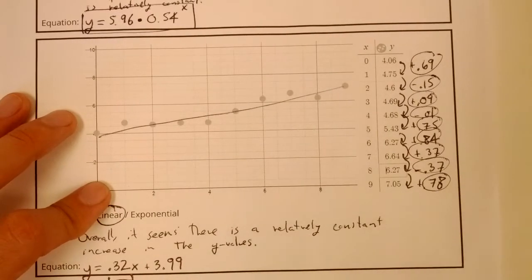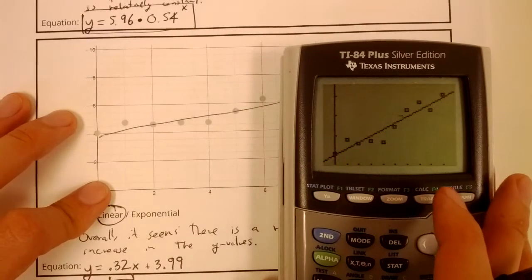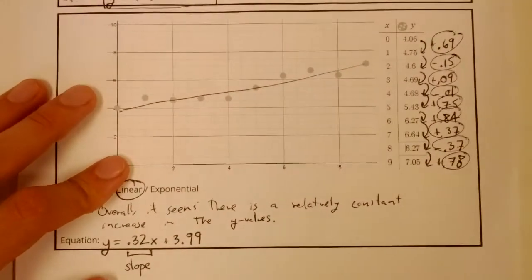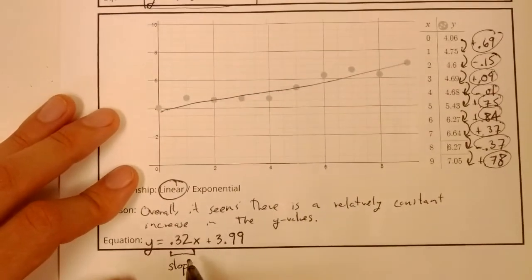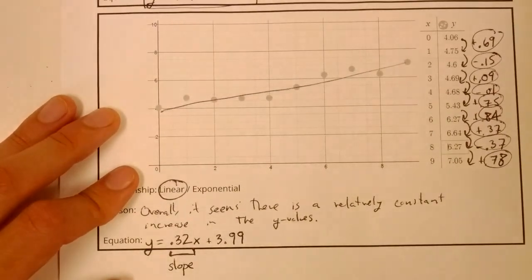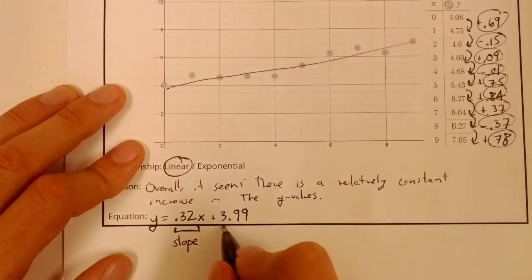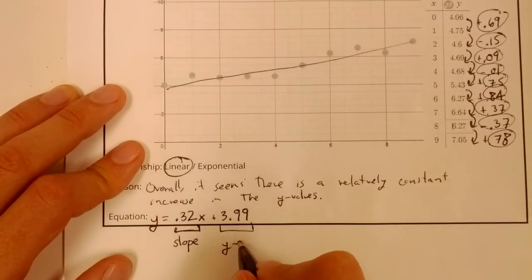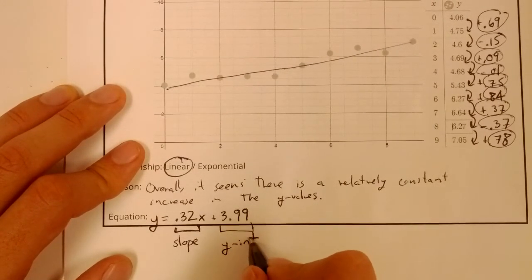Looking at the graph on our calculator, looks pretty good. And so now we can interpret what these things mean. This would be about the slope or the rate of change. And then this guy would be our y-intercept.